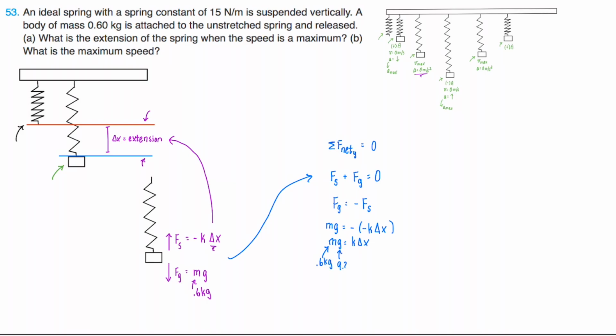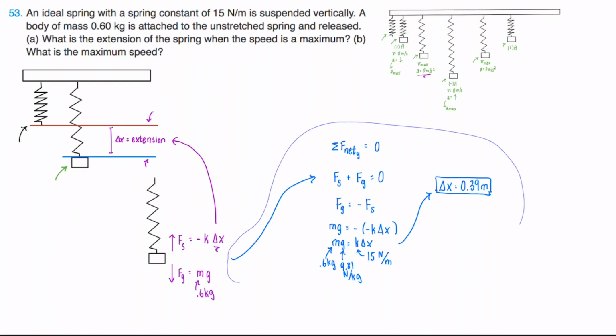g is 9.81. And then k is given to us by the question stem to be 15 newtons per meter. So plugging all these values in, we end up with an extension of 0.39 meters, which is the answer for part A of the problem.